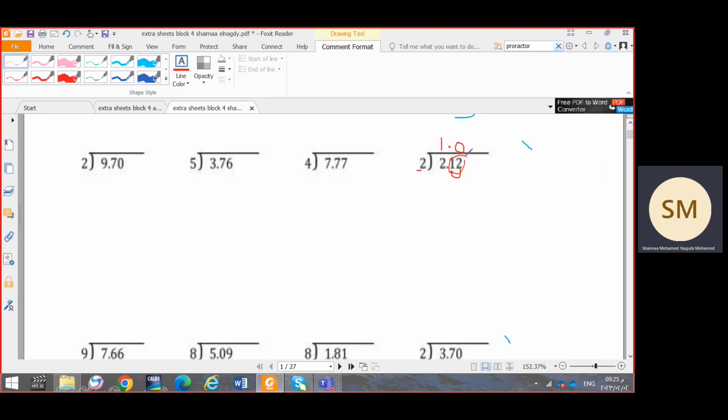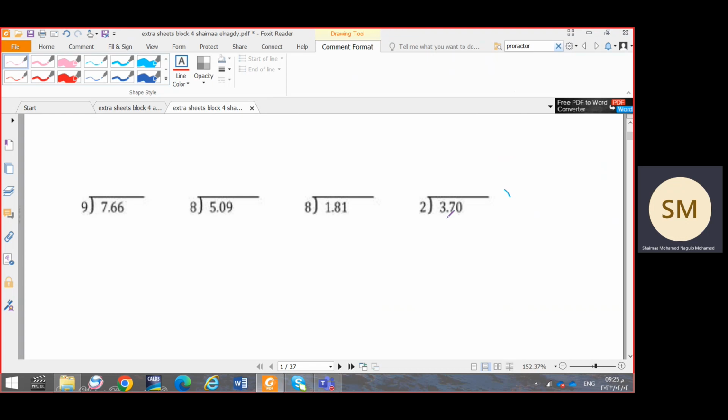Then bring down the 2 in front of the 1, so it becomes 12. 12 divided by 2, you will find in table 2 it's 6. So the answer will be 1.06, not 1.6. Okay, don't forget this 0.